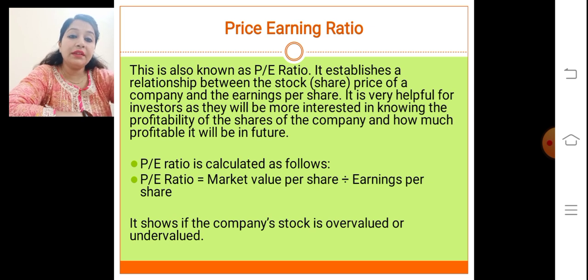Next, price earning ratio. This is also known as PE ratio. It establishes a relationship between a stock or share price of the company and the earning per share. It is very helpful for the investors as they will be more interested in knowing the profitability of the shares of the company and how profitable it will be in future. A PE ratio or price earning ratio is equal to market value per share upon earning per share. It shows if the company's stock is overvalued or undervalued.